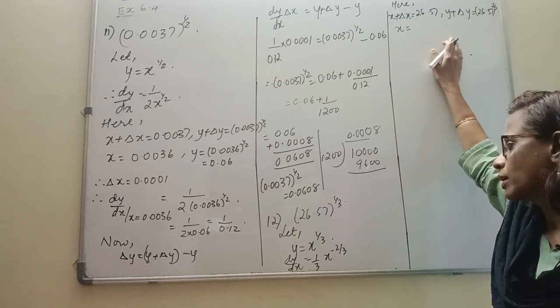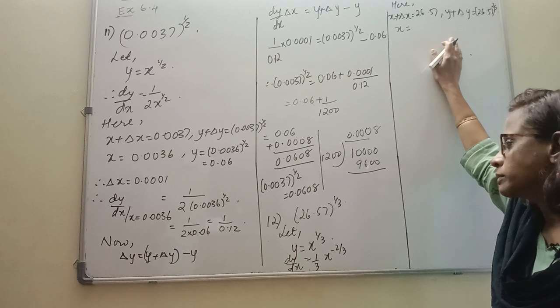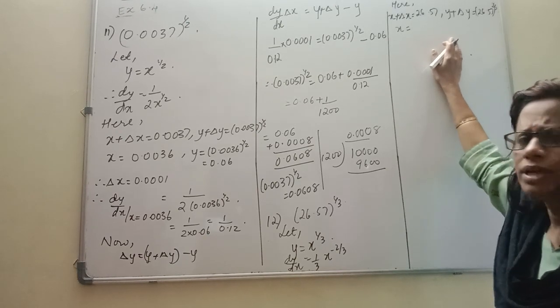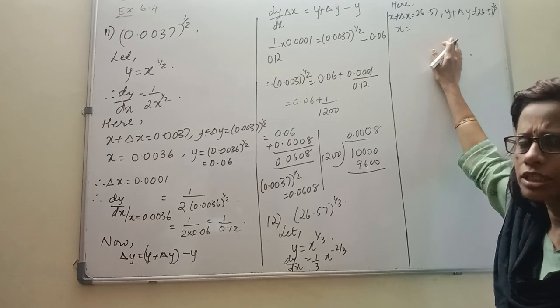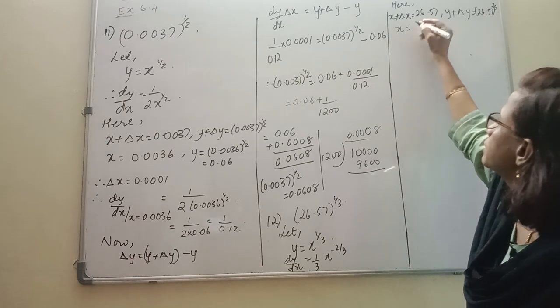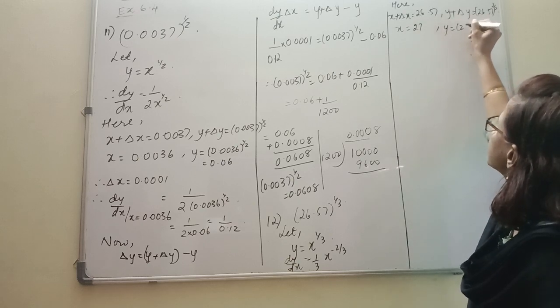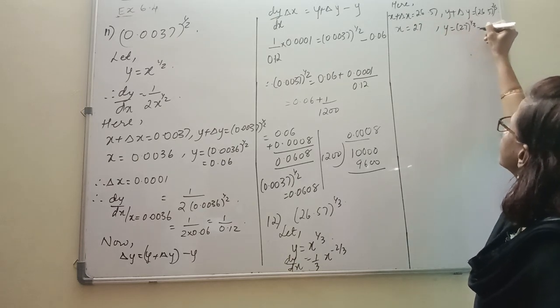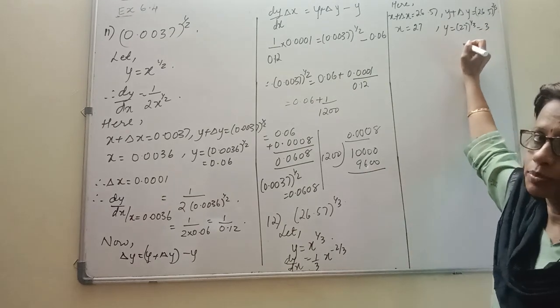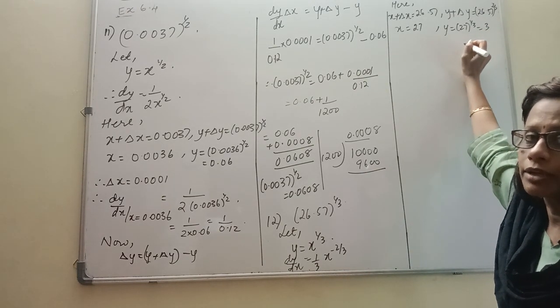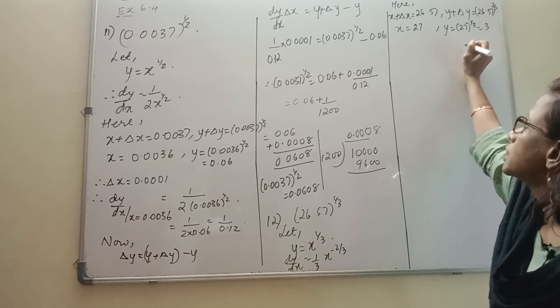26.57, exponent is 1 by 3. 27 should be okay. 27 should be fairly okay. 27 we can take, so that you will get y as 27 raised to 1 by 3, which is 3, because 27 is 3 cube. So like that, 3 cube into 1 by 3, it will give you 3. So that is y value.